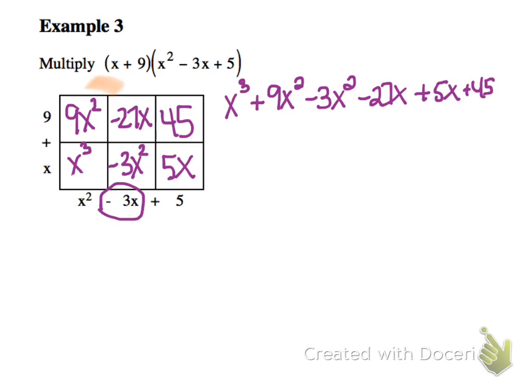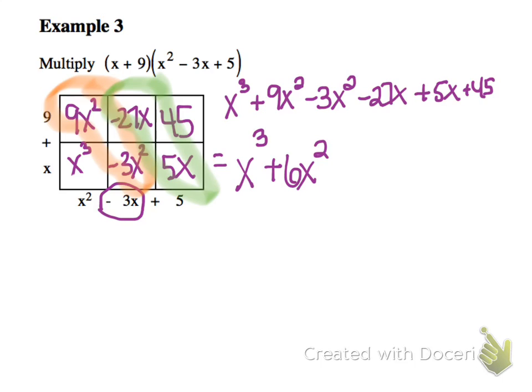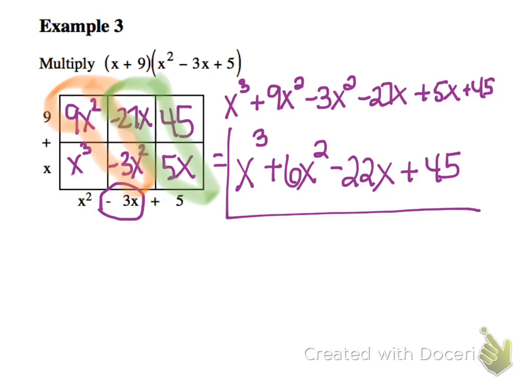You might also have just noticed right away that you have the x squareds there that are going to be like terms. And then you also have these x's that are going to be like terms. And so either way, you should end up saying, you know what, 9x squared and negative 3x squared leaves me with 6x squared. And negative 27x plus 5x leaves me with negative 22x. And I still have the 45. And so there we go to get our final answer.